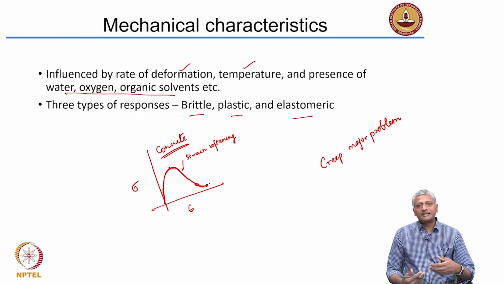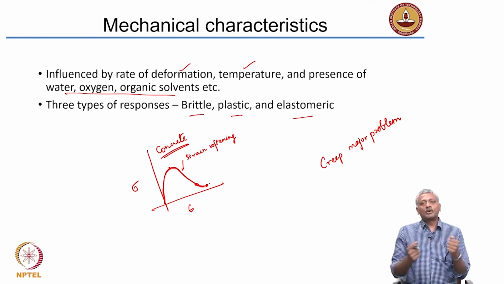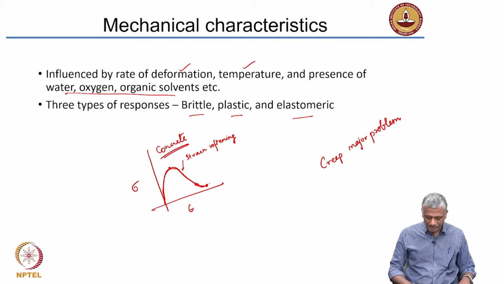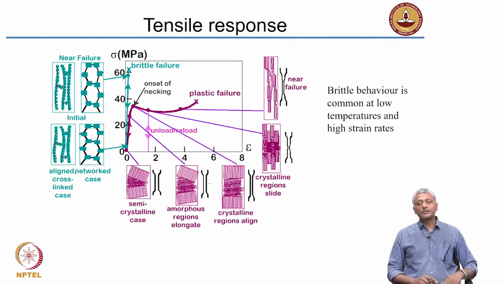Plastic response means that there has got to be a plastic flow or a long yielding before it breaks. An elastomeric response, which we typically see with rubber, exhibits a very high level of strain at very low levels of stress. So, let us look at these behaviors in just a minute. What is commonly plotted is the brittle and plastic behavior.